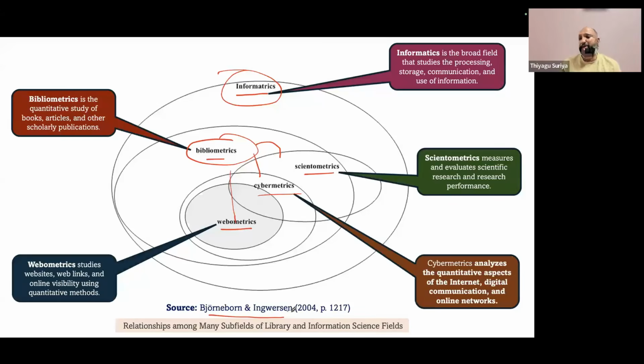And this is the relationship among the many subfields of the library and information science field. Bibliometrics, as already mentioned, is a quantitative study related to books, articles, and other scholarly publications. Webometrics is purely related to websites, web links, and web-based information. But cybermetrics relates to quantitative aspects of internet-based and digital communication as well as online content. So they look similar, right? But these all come under bibliometrics.